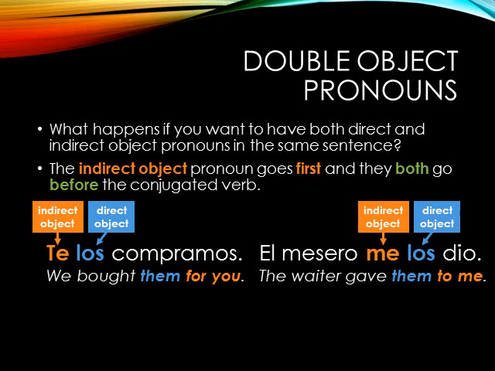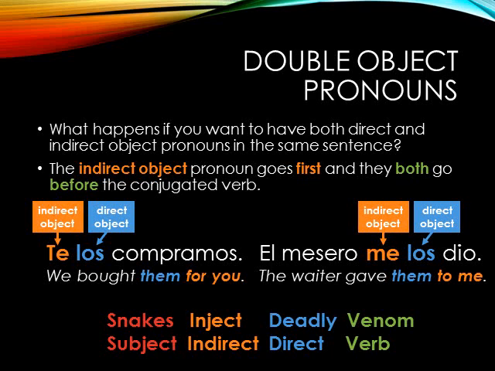All right, a student came up with this next thing. In order to remember the order, for him, this made sense: snakes inject deadly venom. So first you're going to have your subject. We're going to look at the second example. So el mesero is the subject. The indirect object, which is me in this case. The direct object, which is los. And then the verb, which is dio.